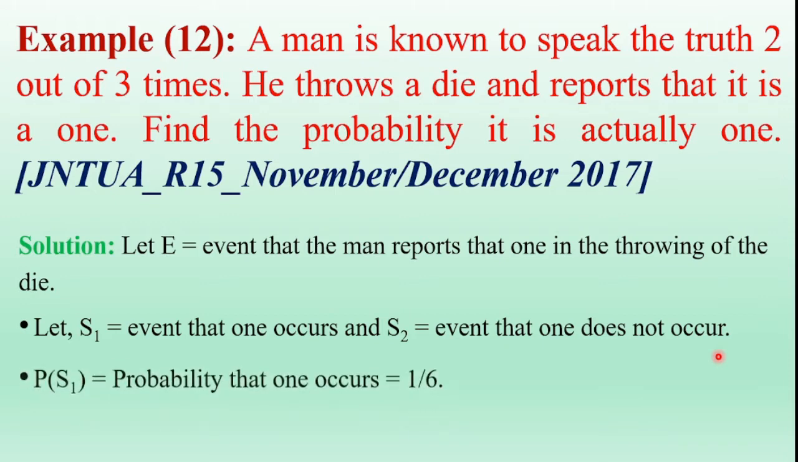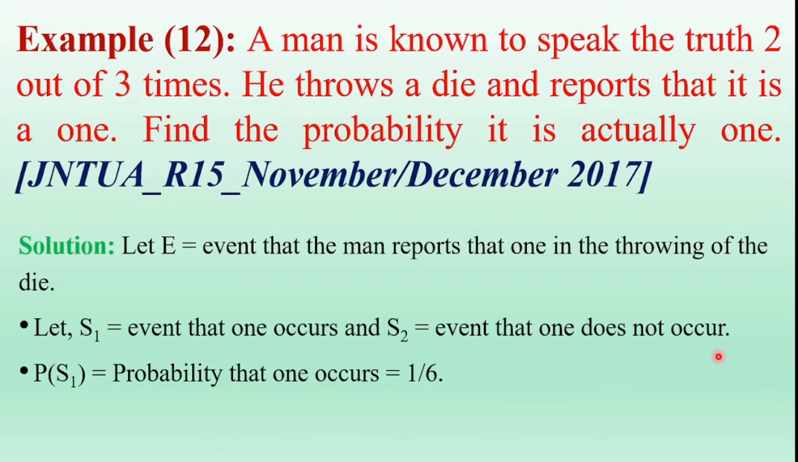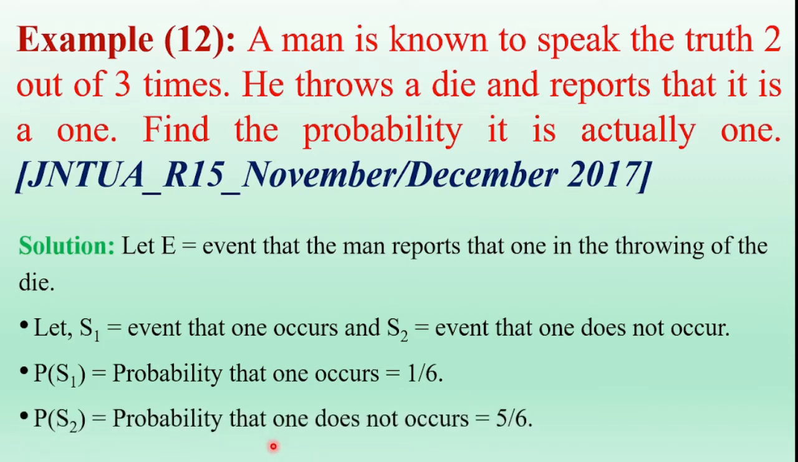So the probability of S1, where S1 is the event that one occurs, is 1 by 6. Probability of S2: what is S2? The event that 1 does not occur. So 1 does not occur means 1 minus the probability that the event occurs. So the probability that 1 does not occur is 1 minus 1 by 6, which is 5 by 6. That is the probability of S2.